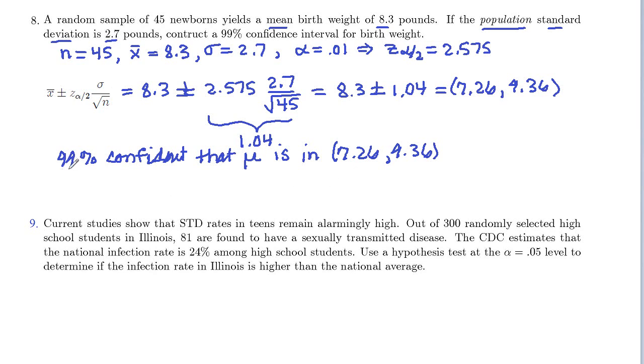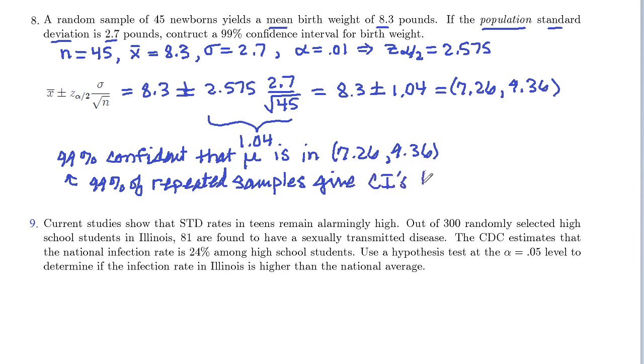If I ask you to interpret what the 99% confident means, remember that 99% of repeated samples will give confidence intervals that contain the population mean, mu. So it's a statement about the proportion of repeated samples, repeated confidence intervals that are going to contain that true population mean.